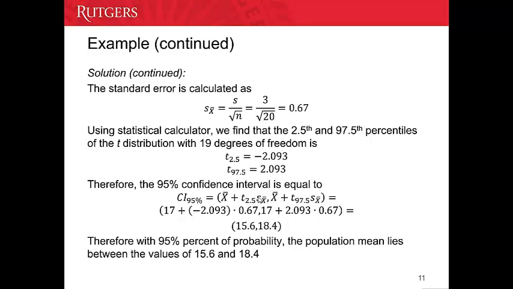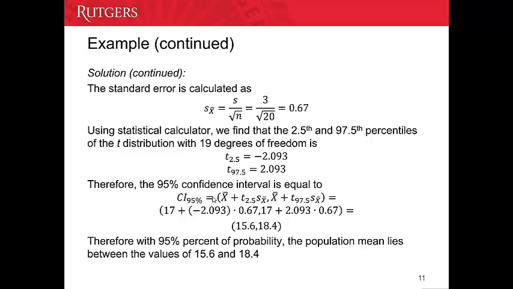Then we can use the statistical calculator. We try to find the 2.5th percentile of the t-distribution with 19 degrees of freedom. The 2.5th percentile value is equal to minus 2.093. The 97.5th percentile value is equal to 2.093. Then we can calculate the 95% confidence interval.